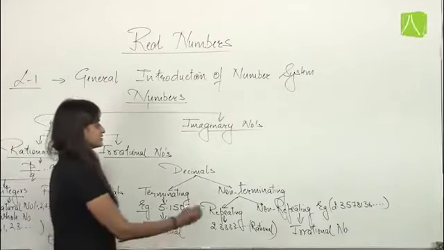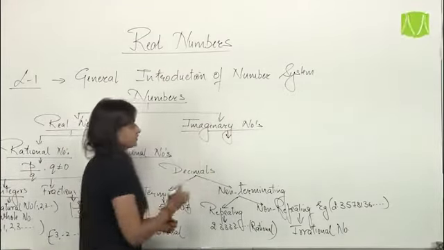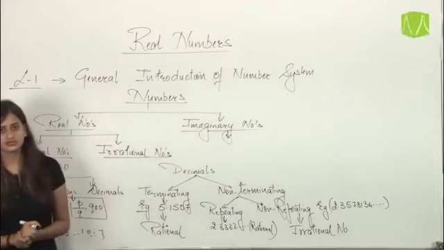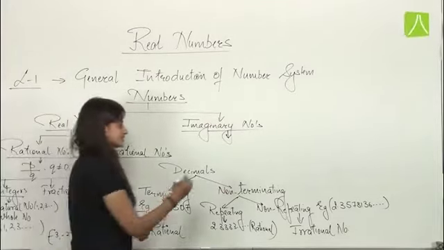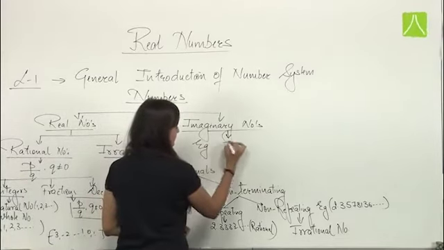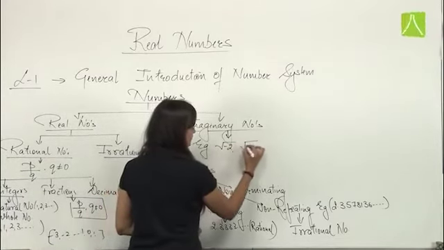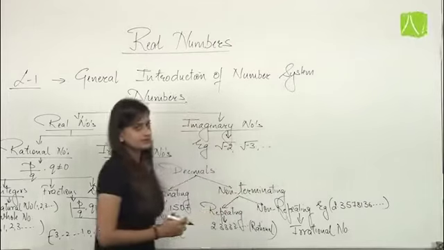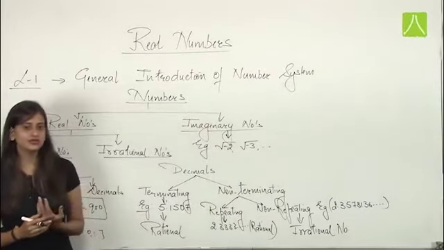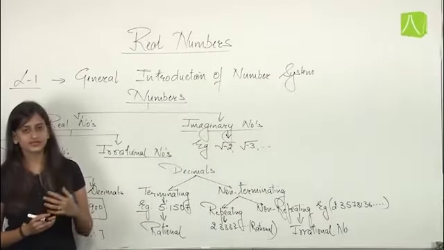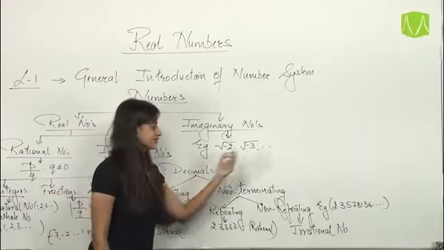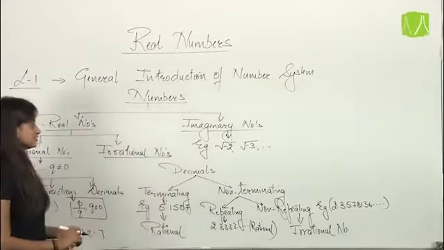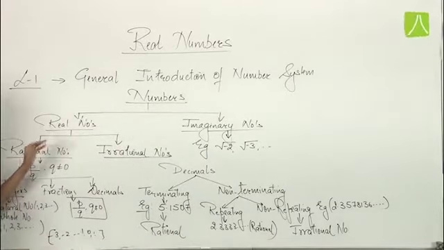Now, next is imaginary numbers. Imaginary numbers are those numbers which cannot be represented on the number line. Examples are root of -2, root of -3. Square roots of negative numbers are known as imaginary numbers. So this is the classification of numbers.